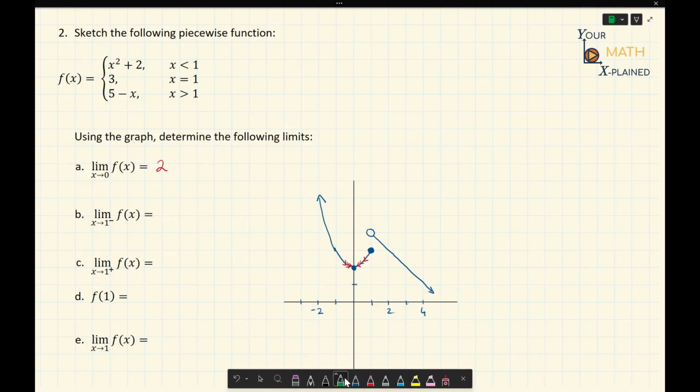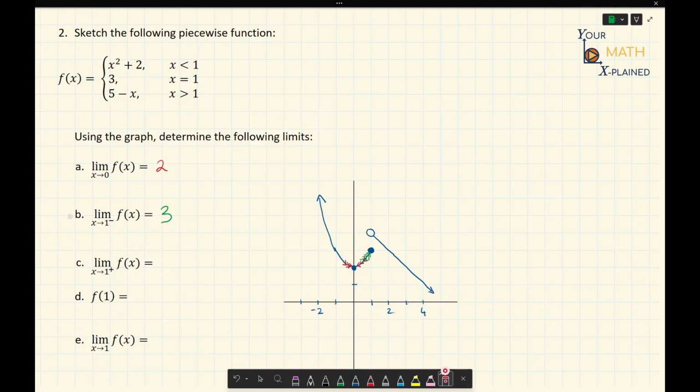Now let's take a look at the next one. We're looking for the limit of f of x as x approaches 1 from the left-hand side. So that's what this little -1 means. So if we're approaching 1 from the left-hand side, that means we're following along the curve and we're approaching it from the left-hand side. So we can see that as we get closer and closer, the y value is going to approach 3. And notice how we only care about the left-hand side. We're not approaching from the right-hand side because this is a one-sided limit. So therefore, the answer to this one is going to be equal to 3.